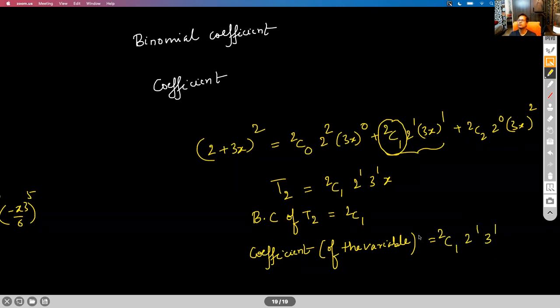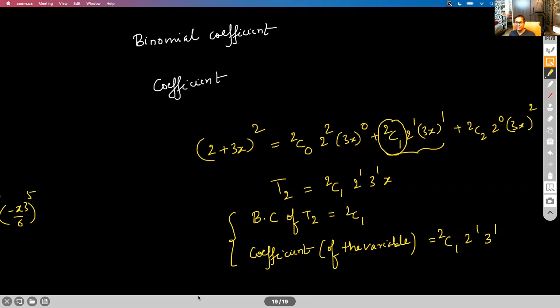So this whole thing will be coefficient. Are you getting my point? So it's very important to distinguish between at least the last two, which I have written. Term is obvious. Many people don't get confused in the term. But the difference between binomial coefficient and coefficient should be very clear.